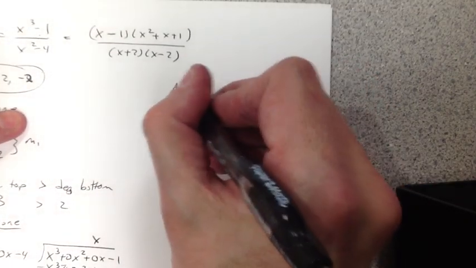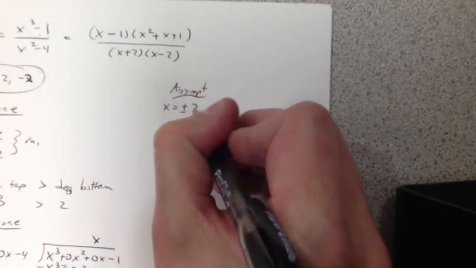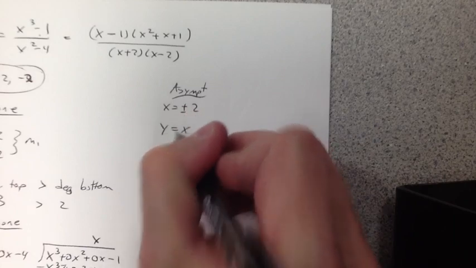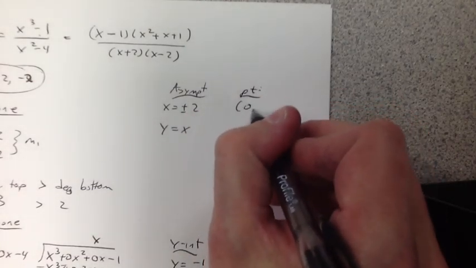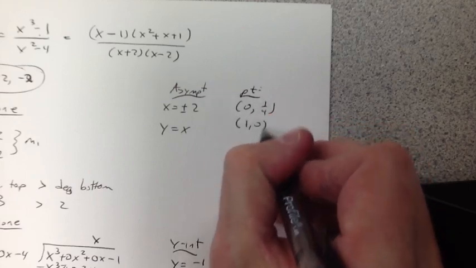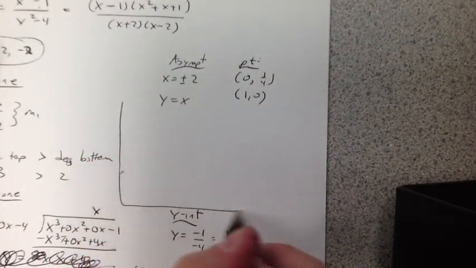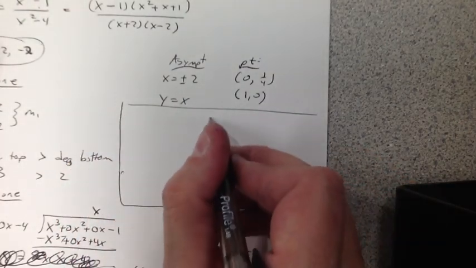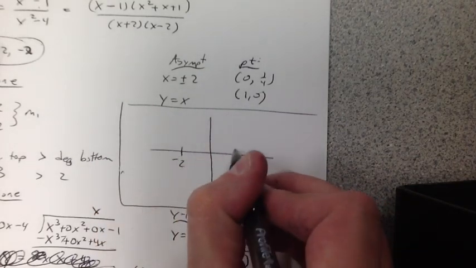And now we're going to list out everything to graph it. List out your asymptotes. They are x equals plus or minus 2 and y equals x for your slant asymptote. Any points we have? (0, 1/4) and (1, 0). I kind of ran out of room, I should make myself more room. So we'll graph it in here. We're at negative 2, positive 2.